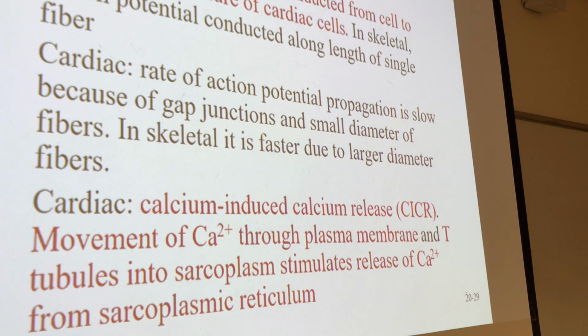So as that calcium comes in from the outside of the cell inwards, it causes more calcium release from the sarcoplasmic reticulum. And now you have a huge amount of calcium that's available to bind to troponin, to move tropomyosin out of the way. The more calcium, the more time you have to contract. The more time you have to create pressure. So then you can open the aortic and the pulmonic valves.